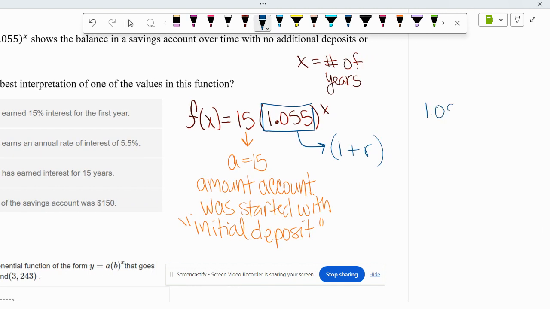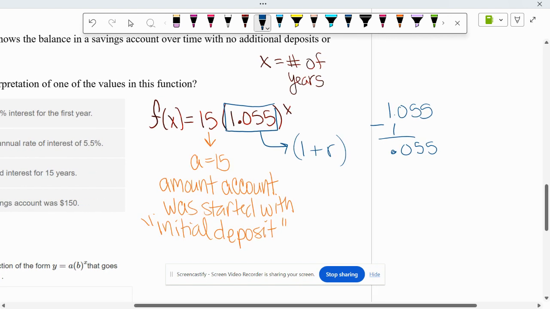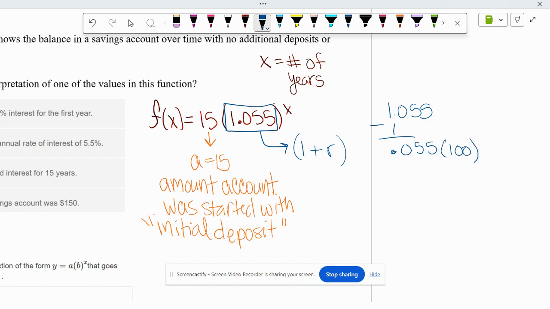So 1.055 minus the 1, which is what we added here, tells us our rate as a decimal. So keep going, Hayden. Then multiply this by 100 because we're taking it from its decimal form back to its percent form. So what does that give me? 5.5%.